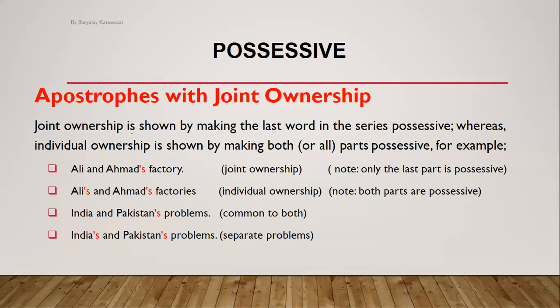Joint ownership is shown by making the last word in the series possessive, whereas individual ownership is shown by making both or all parts possessive. For example, see, Ali and Ahmad's factory. Ali and Ahmad's factory. This is a joint ownership. It means the factory belongs to both.